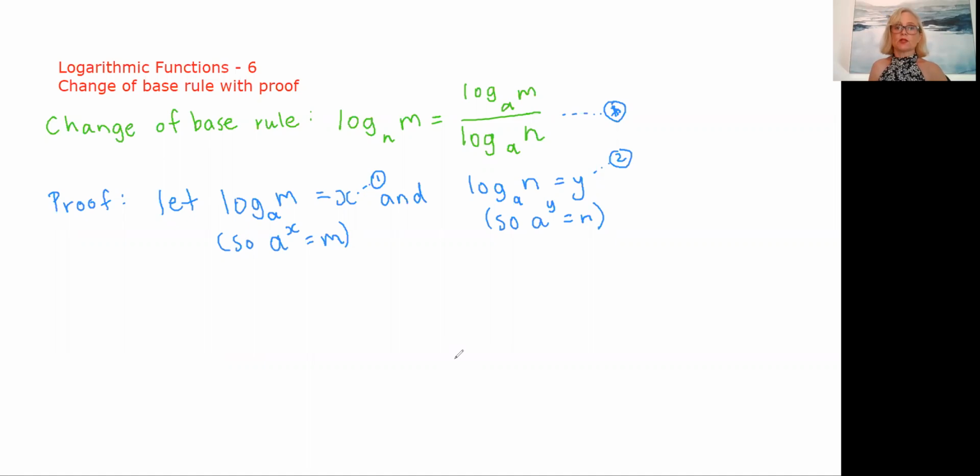I want to introduce you to the change of base rule, and I want to do a quick proof. In future videos, we will be actually using this rule, so don't get too panicked now about the fact that it's all very theoretical. Just a couple of words before we start. Why would we want to change base?